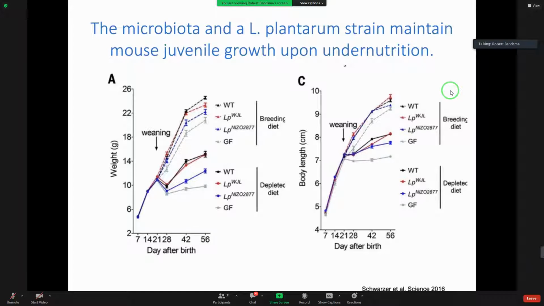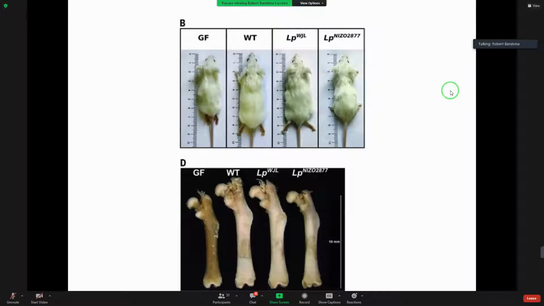So you don't necessarily need a complete alteration of your microbiome, but this was a real proof of concept that if you induce just one change by giving one specific probiotic, you can thereby affect growth in a positive way. And this shows the mice in photographs, and this is their bone length, so you can really see that their bone length is positively affected compared to the germ-free mice that didn't receive the Lactobacillus plantarum.